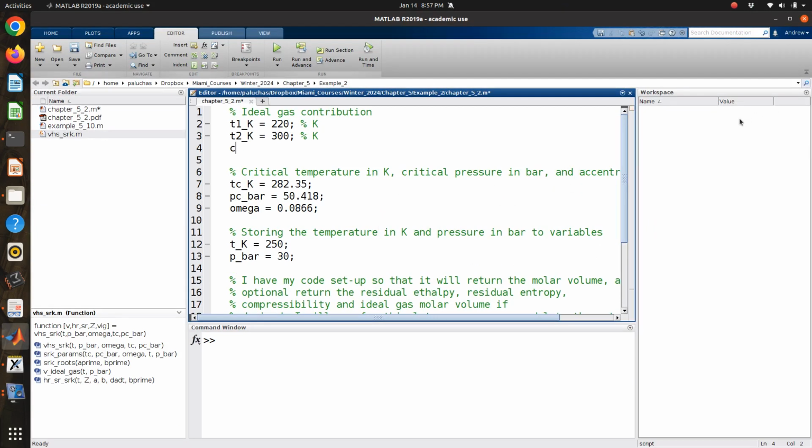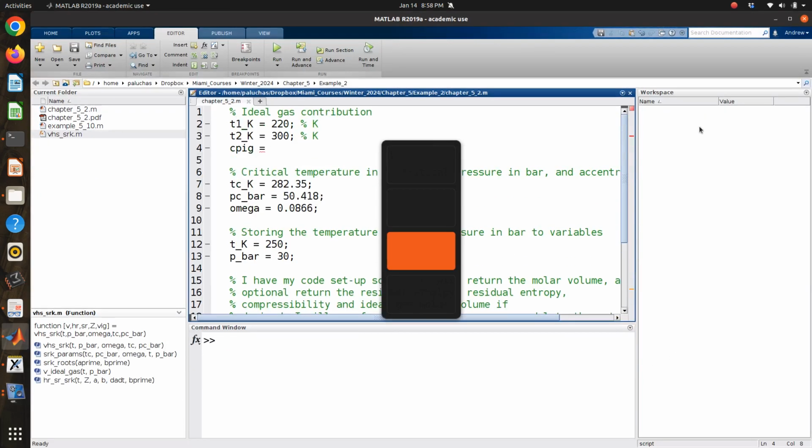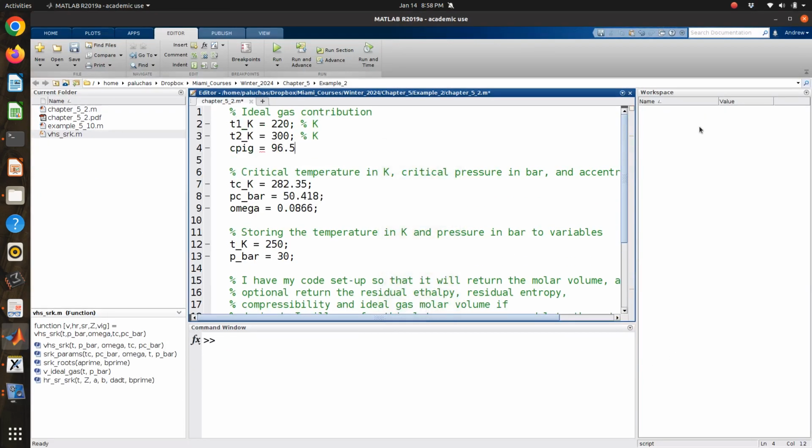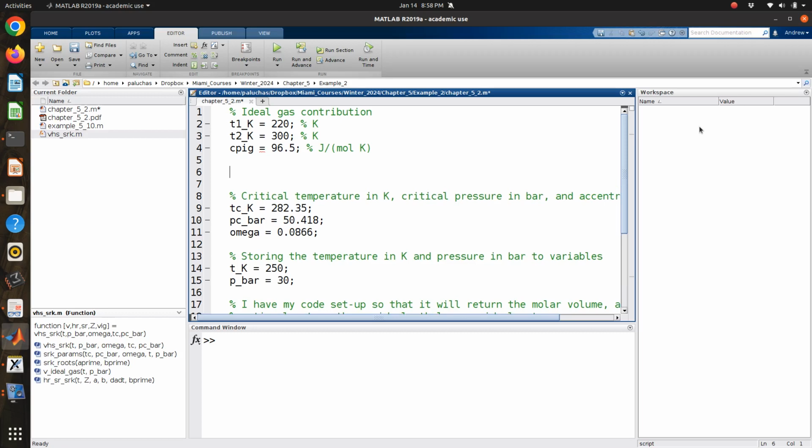Okay. And then my ideal gas heat capacity, 96.5. Okay, I'm going to make note that that's in joules per mole Kelvin. Okay, so then I'm going to compute, and I'm going to convert to kilojoules per mole, right? Just because I expect it to be pretty big, in that this is approximately 100, and my difference in temperature is going to be 80 Kelvin, right?